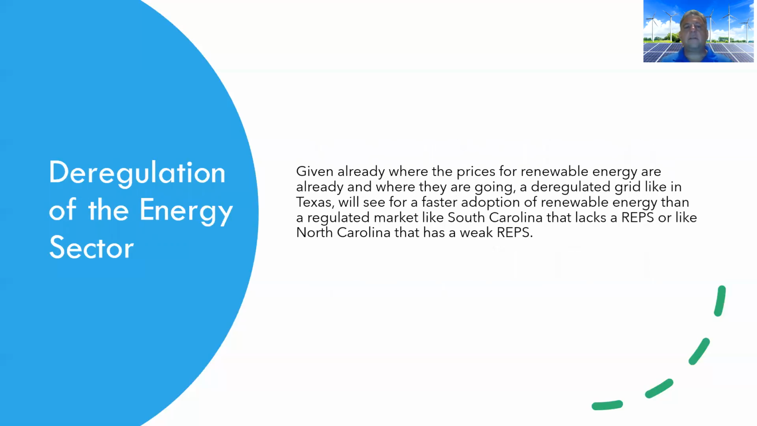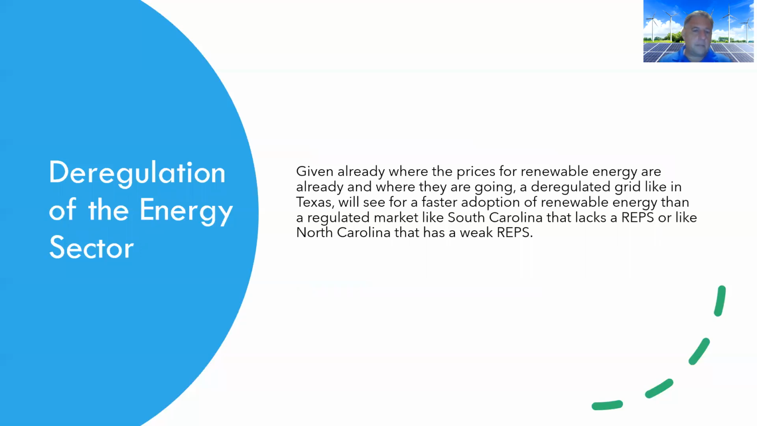A final one I want to mention is deregulation of the energy sector. Given the already low prices for renewable energy, often when you take away things like the regulated market, where legacy utility companies like Duke Energy have spent a lot of money on coal power plants, they want to use those, and that can impede the movement towards clean energy. But if you have a free market for energy like exists in Texas, given where the prices are for renewables now and how they're continuing to drop so fast, renewables will quickly knock fossil fuels out of the market.